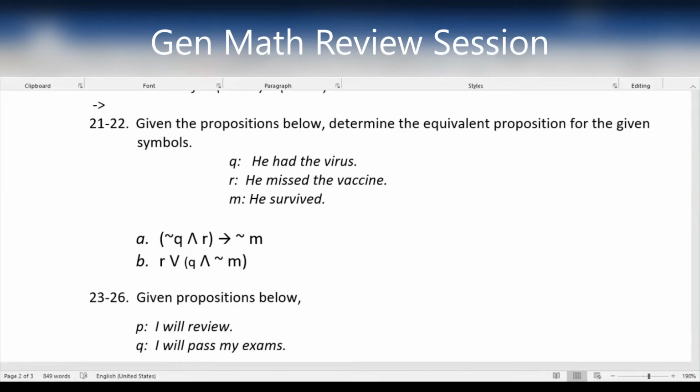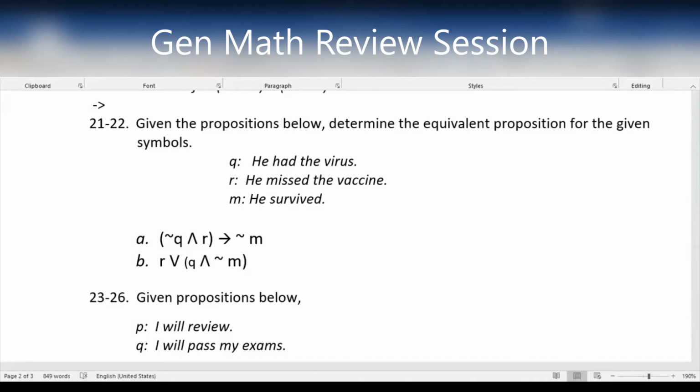May mga sagot na to sila. Francine, Calvin, Harold, Grace. 1, 2, 3, 4, 5. Sige, up to Ara. So let me read their answers. From Francine, if he did not get the virus and he missed the vaccine, then he did not survive. Ano yung sagot ko? Yes, so check. Si Calvin, if he didn't have the virus and he missed the vaccine, then he would not survive. Or he did not survive. Sige, check then. Harold, if he didn't have the virus and he missed the vaccine, then he didn't survive. Check.